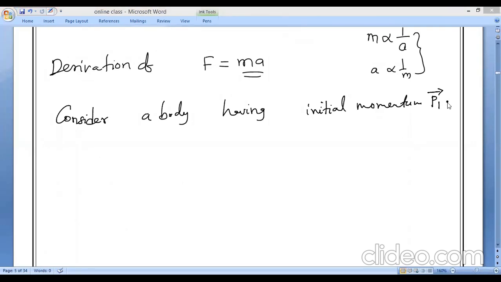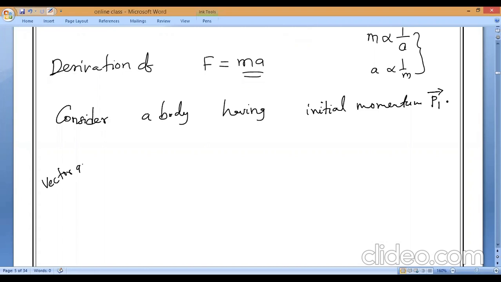So vector quantity means we have to represent it with direction. What do you mean by vector quantity? Anyone? Magnitude, and it must also have direction.